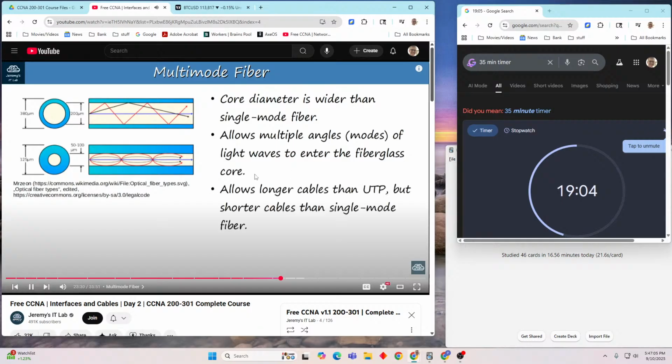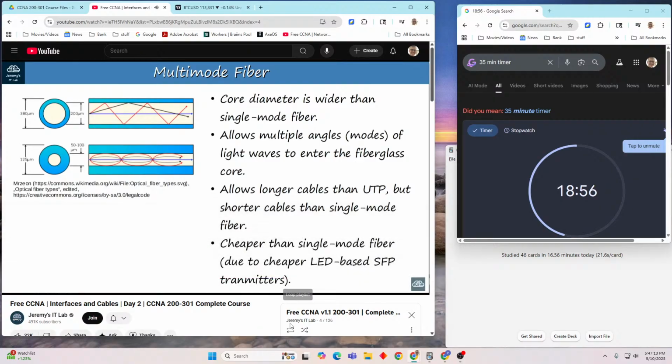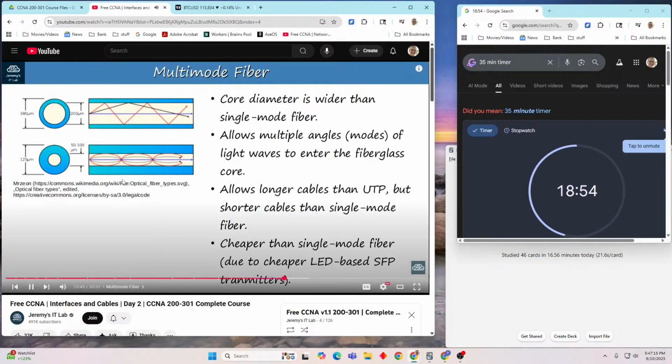angles. Multi-mode fiber allows longer cables than UTP, which are limited to 100 meters, but still shorter than single-mode fiber, which we will look at next. Multi-mode fiber cables are cheaper than single-mode fiber, and this is because they use cheaper transmitters, which are often LED-based.